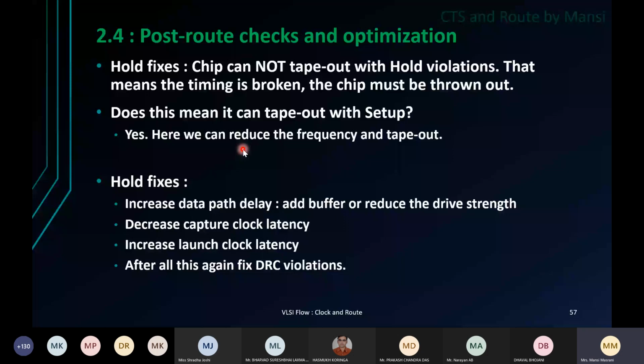And the tool has to help us fix it because hold violations are very tough to fix. Do you know why? Does anybody have a reason why? How do you fix setup violations? You touch data, you touch clock. We saw useful skew. I added skew and my setup got fixed. But can I do that to fix hold?